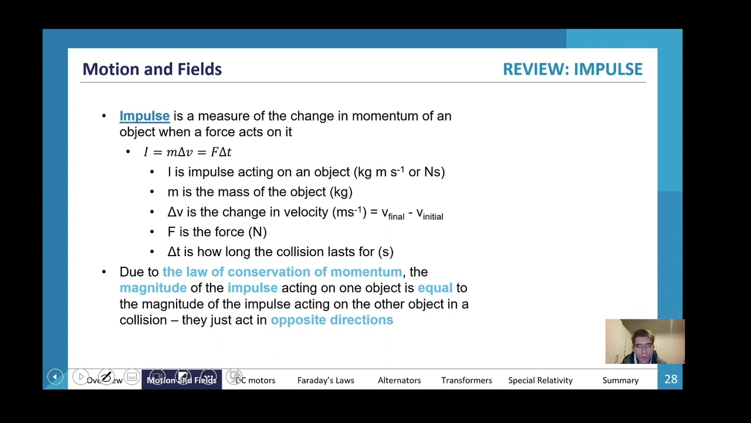Due to the law of conservation of momentum, the magnitude of the impulse acting on an object is equal to the magnitude of the impulse acting on the other object in a collision. They just act in opposite directions.